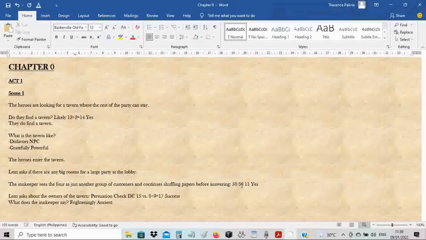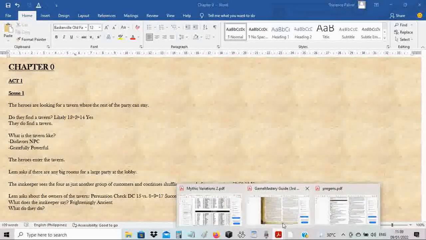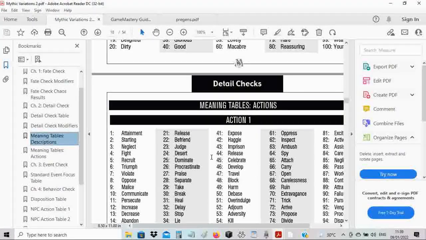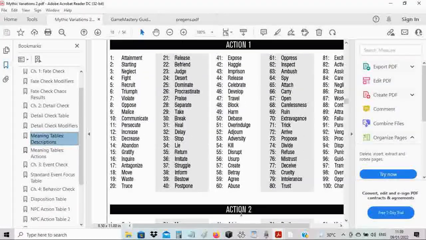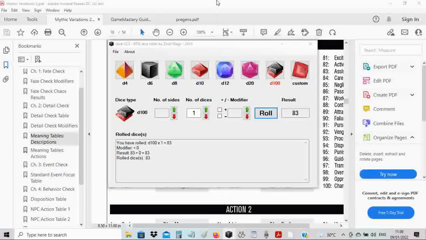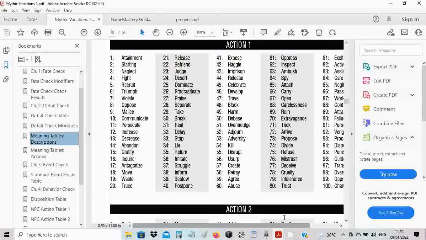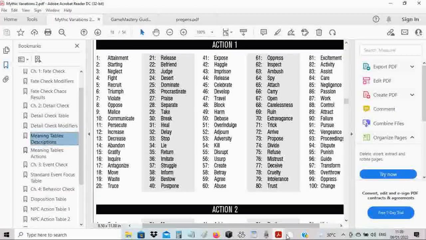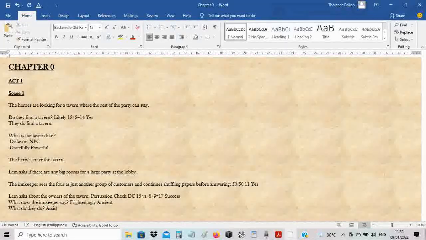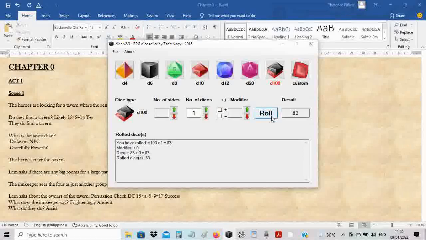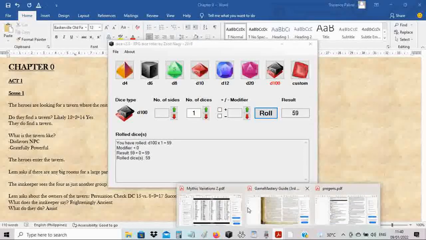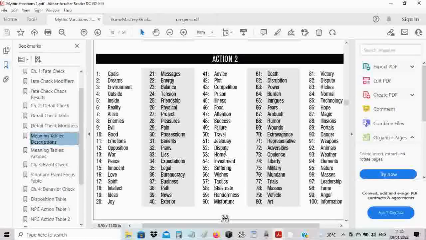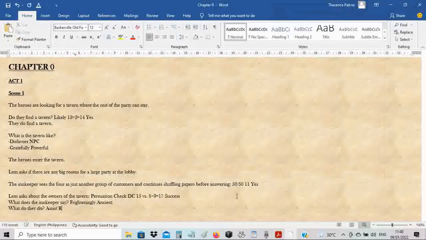Okay. What do they do? 83. Assist. 59. Randomness. So you can say they do random favors for people.